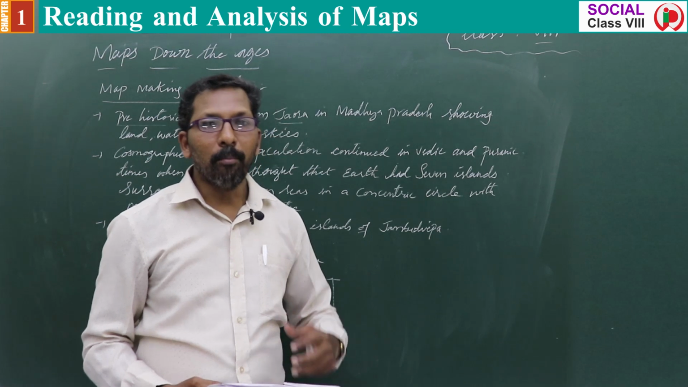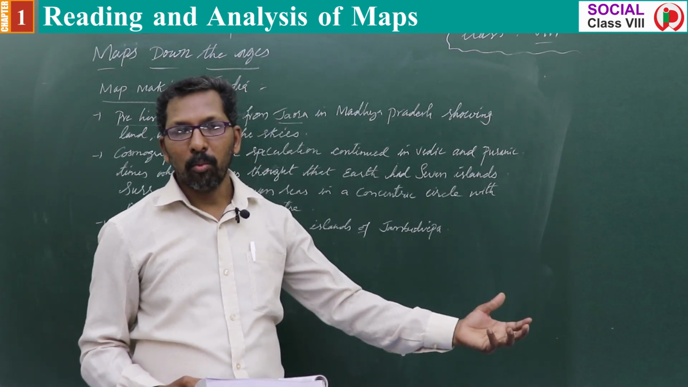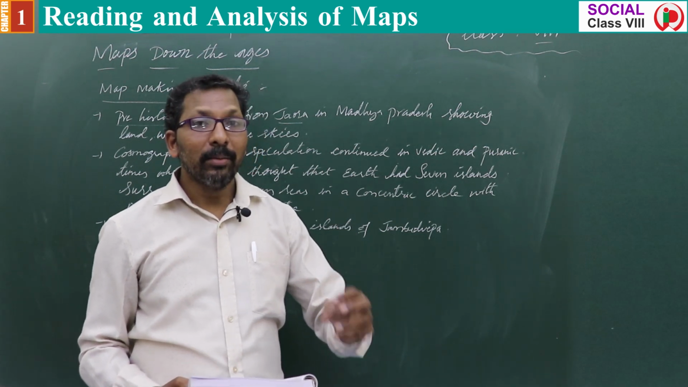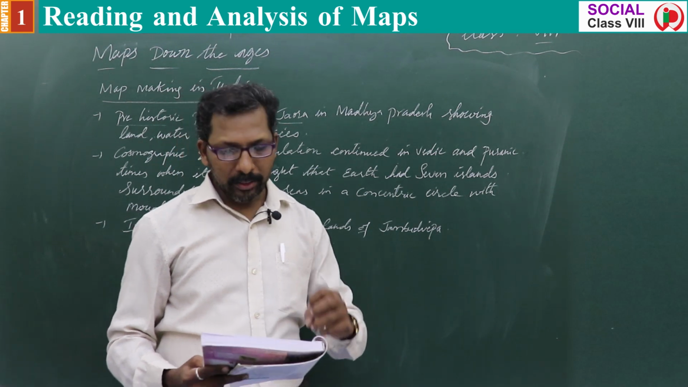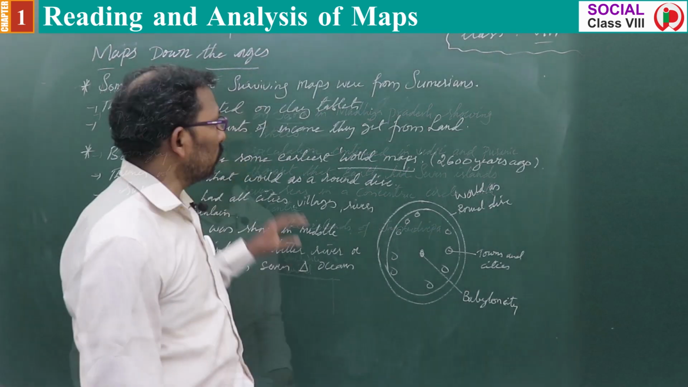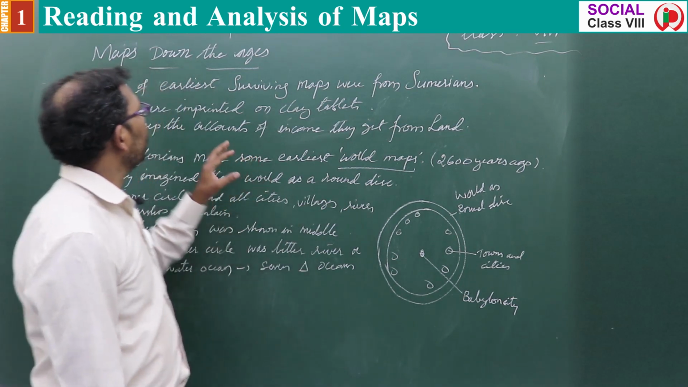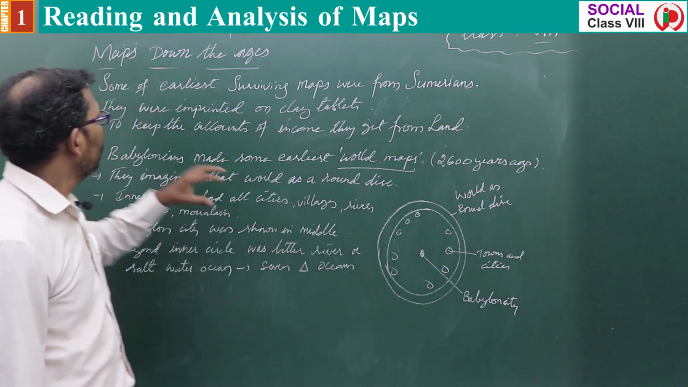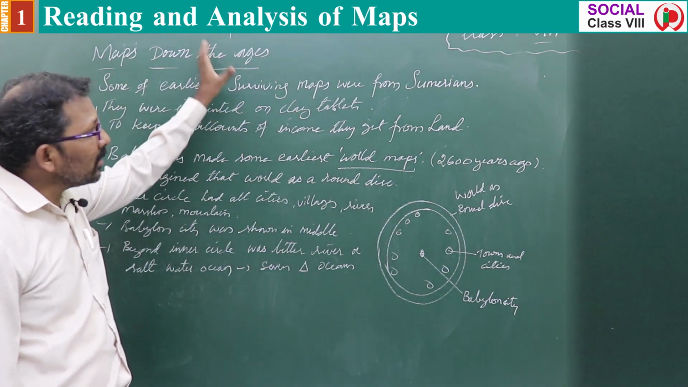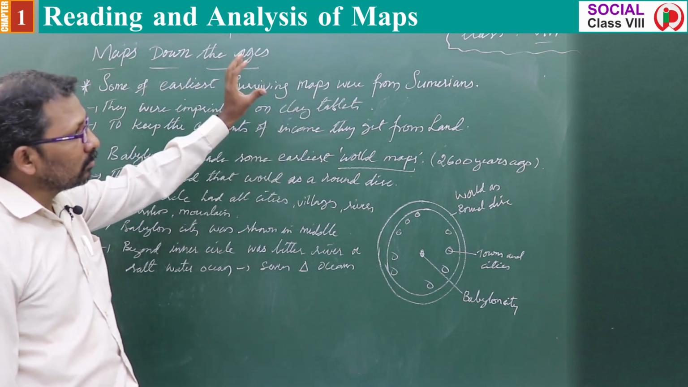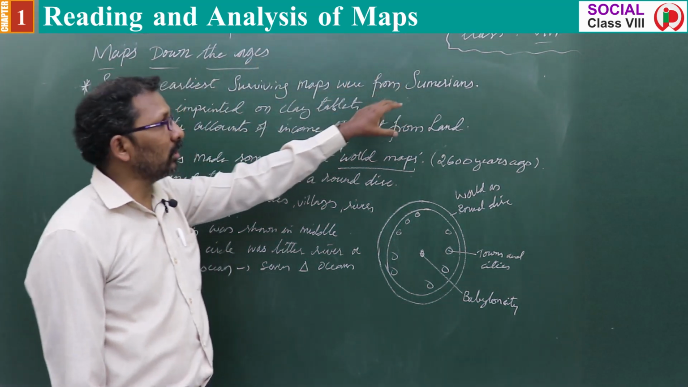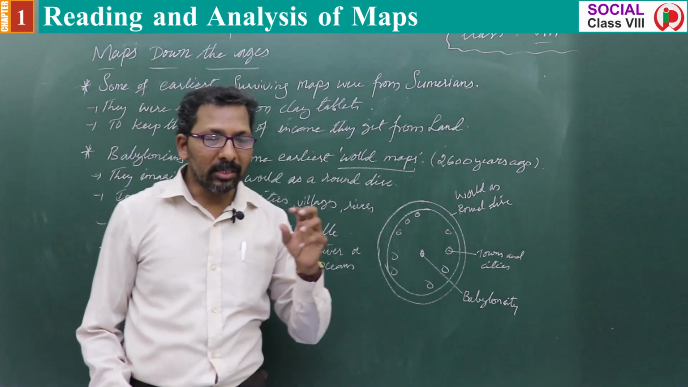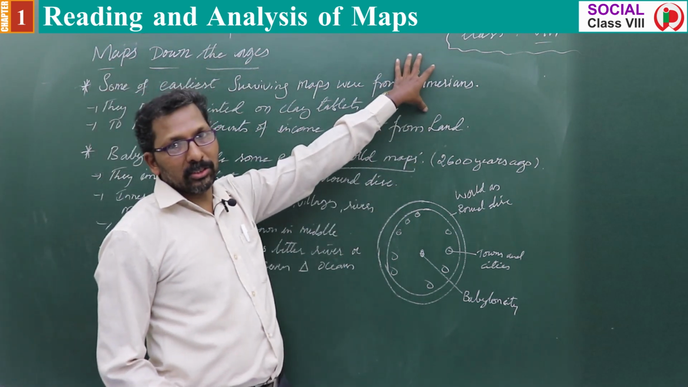Then what about the maps around the world? What types of maps were prepared around the world, and in which period? So the next topic is about that. There were other maps too, down the ages, from other parts of the world other than India. Some maps have survived from Asia, that is from Sumeria. Sumeria is at present in Iraq. So we say the Sumerian civilization.